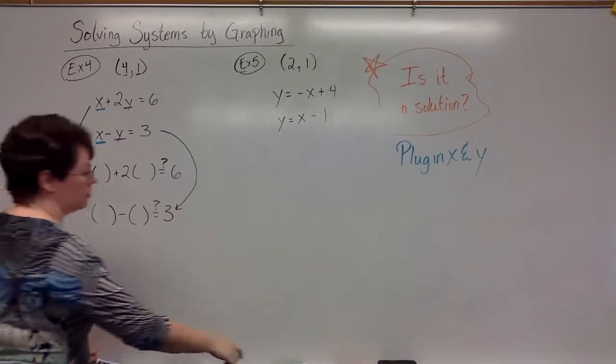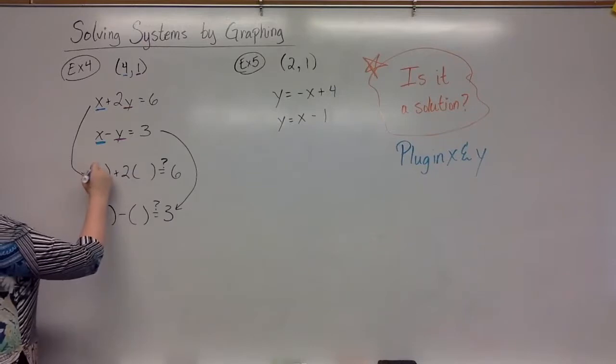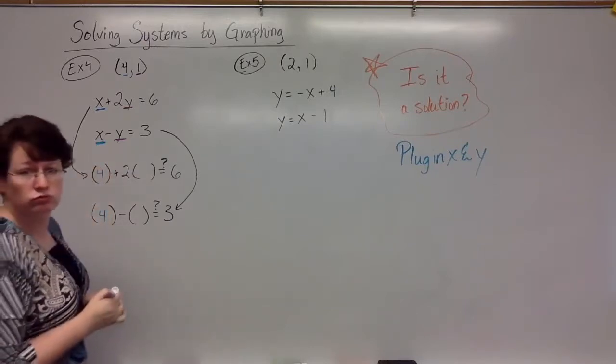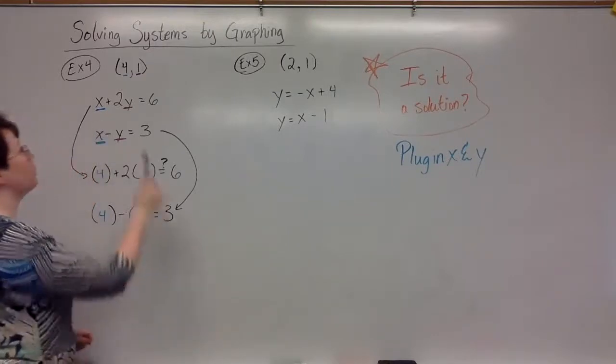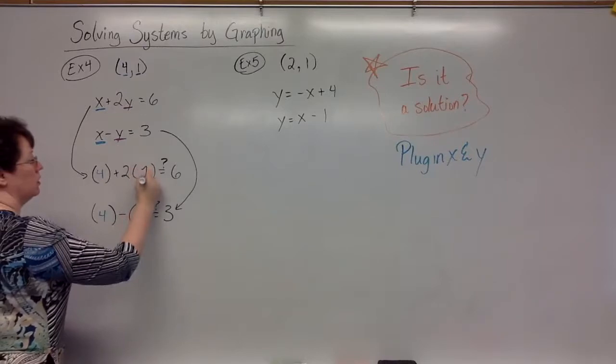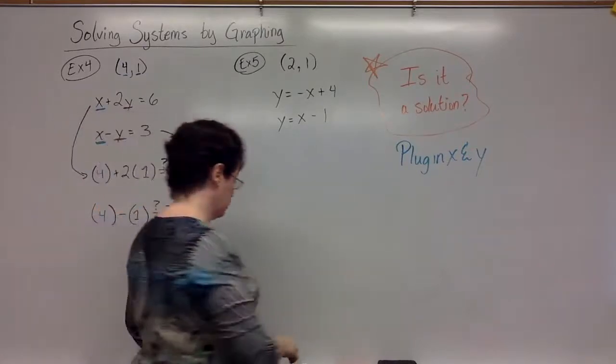Okay? So I'm plugging in my X's. X is what? 4. Okay, so there's an X here. I plug in a 4. There's an X here. I plug in a 4. Easy enough, right? Y is what? 1. So plug in 1 here. Plug in 1 here. Okay? Now we're actually going to go through and do it.